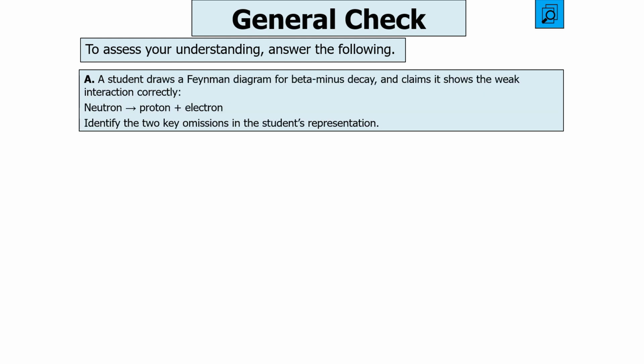A student draws a Feynman diagram for beta minus decay and claims it shows the weak interaction correctly. The neutron goes to the proton and electron. Identify the two key emissions in the student's representation. So pause the video now, then unpause the video when you want to go through your answer.